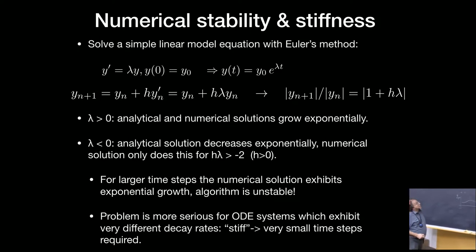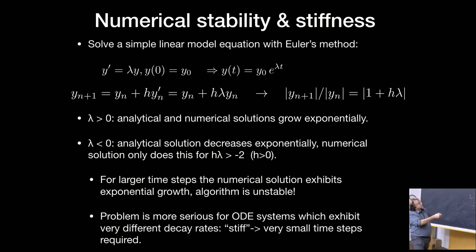So now, if lambda is positive, then both the analytical and the numerical solutions will grow exponentially. That's not very good, but they will both show the qualitatively correct behavior. So that's fine. For some time, they will give you a reasonably accurate solution.